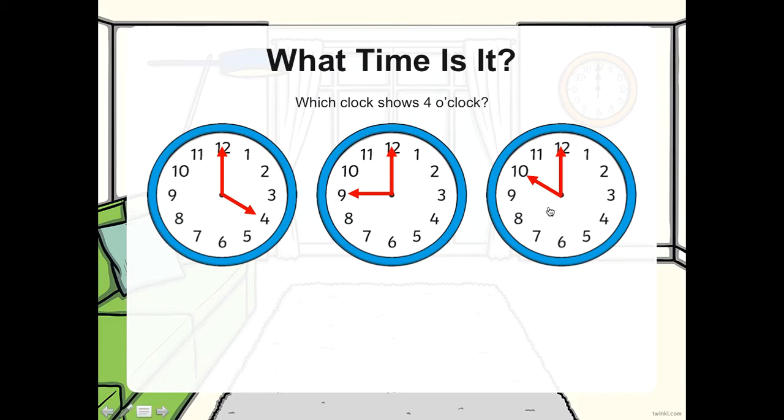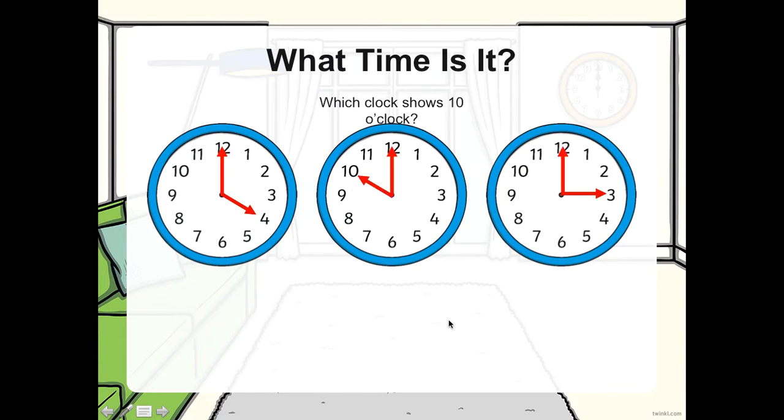Is it this one? No, that's 10 o'clock. Is it this one? Oh no, that's 9 o'clock. What about this one? Yes, that says 4 o'clock. How do we know it's 4 o'clock? Well, we know because the hour hand points to the 4, the minute hand points to the 12.